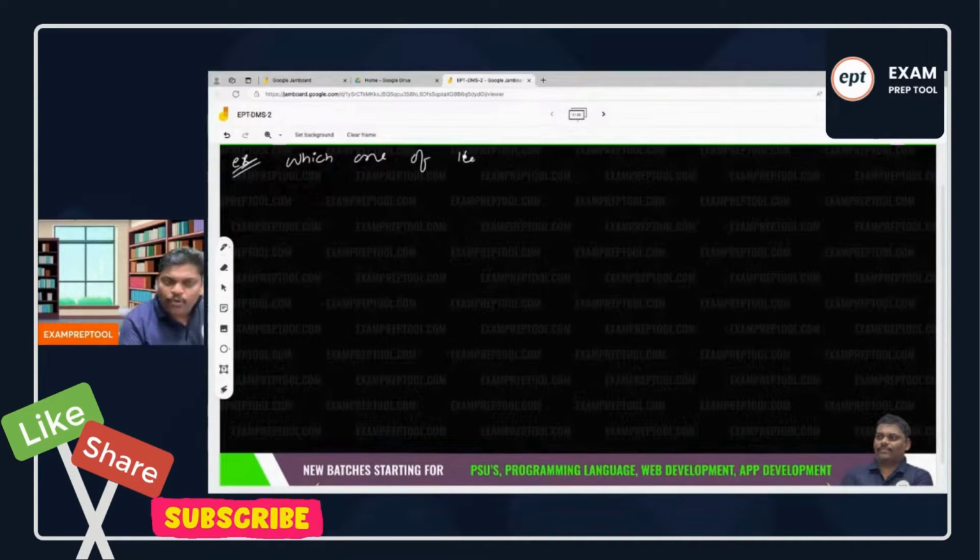Which one of the following? Try to complete this problem also. This problem will give more clarity. Which one of the following is a tautology?